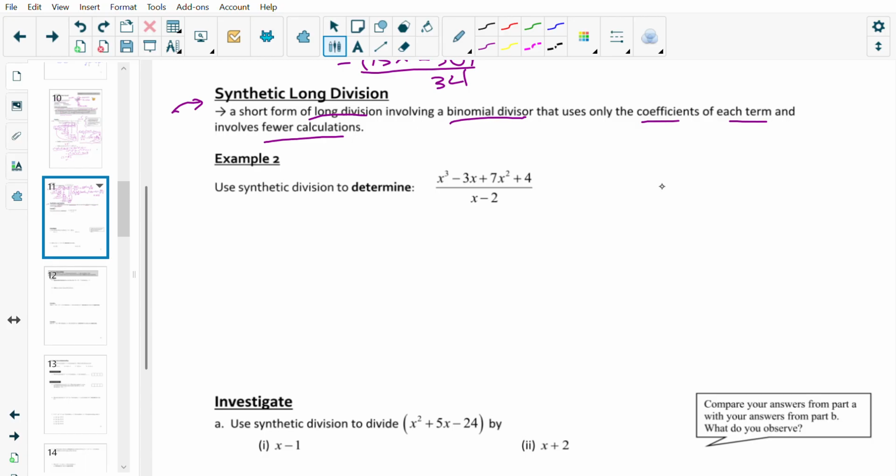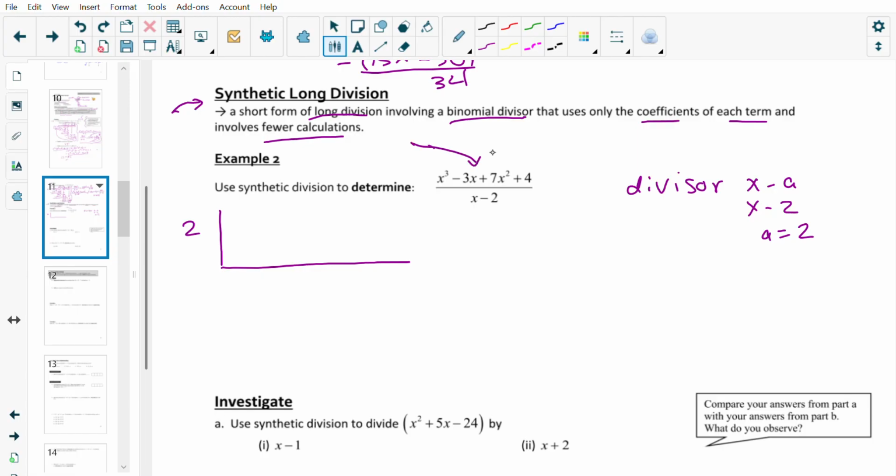Just a note for the divisor, we're only talking integral factors here. So the divisor is always in the form x minus a. So x minus 2, my a value is 2. The divisor is what's going to go on the outside. So 2 is here, and then we set up this long L-shape.